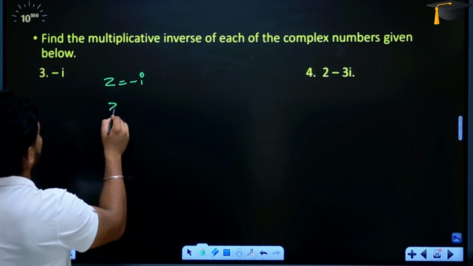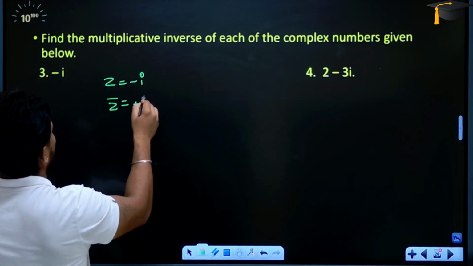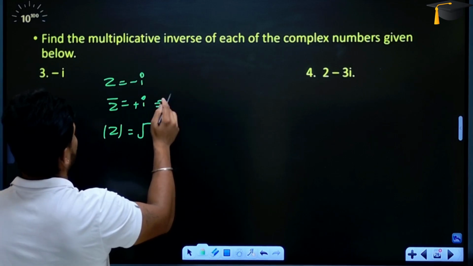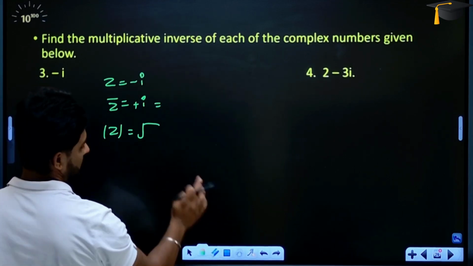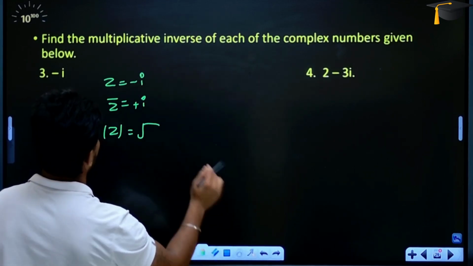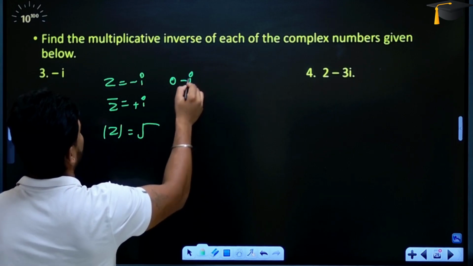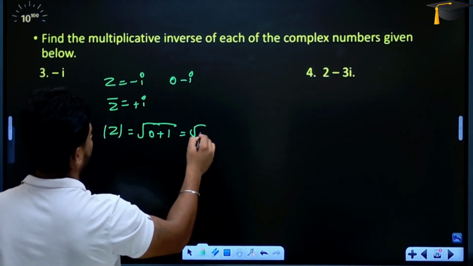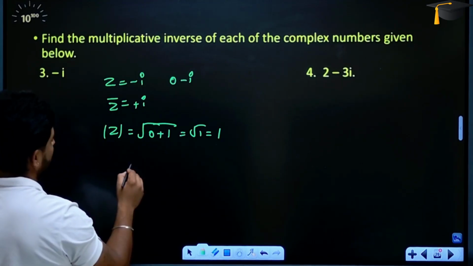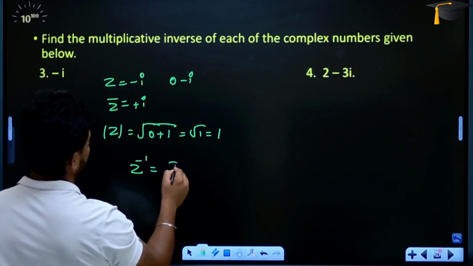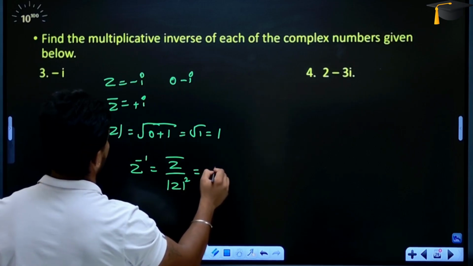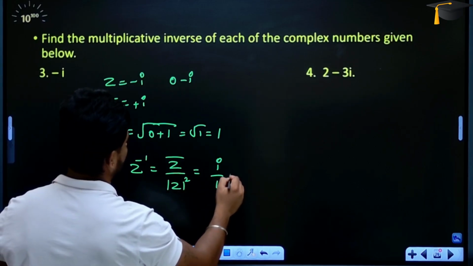So now what is z bar? Z bar is plus i, correct? What is the mod z? Mod z is the square root of, it's nothing but 0 minus i. So a is 0, b is 1, so root 1 is 1, right? So z inverse is equal to z bar divided by mod z the whole square. It is i divided by 1, that is nothing but i only.